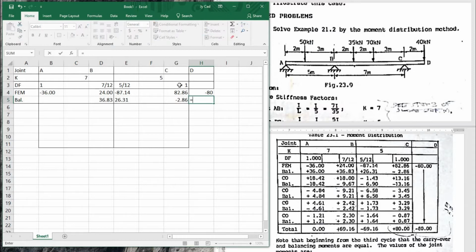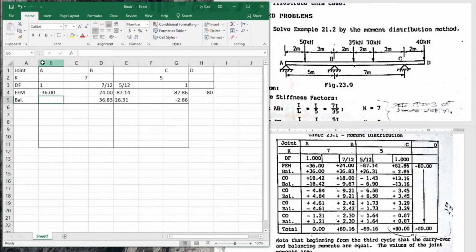Equal sign, negative, open parenthesis, 82.86 plus negative 80, close, times 0. So 0 siya. So all the while, sa ilalim, diretso yan sa ilalim, walang value yan, 0. So mapapansin nyo, 0 din dito. Likewise, ganon din dito sa kabila.